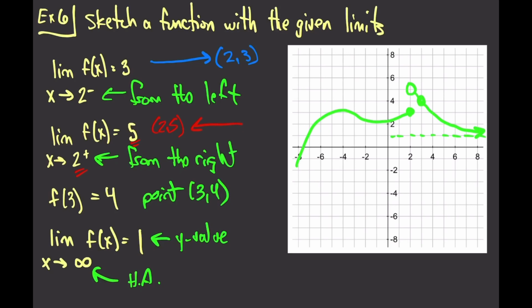This is the hardest sketch you're going to have to make. It contains the horizontal asymptote, a point, and two limits, right and left. But if you can do this one, you're going to be able to do anything that we throw at you.